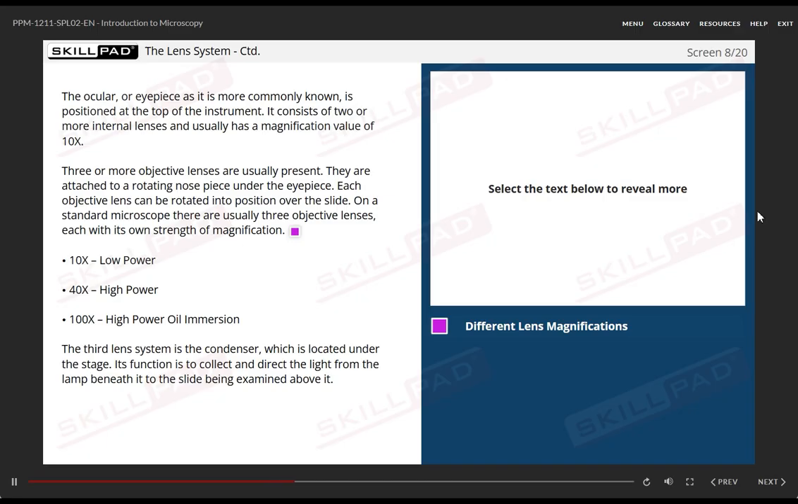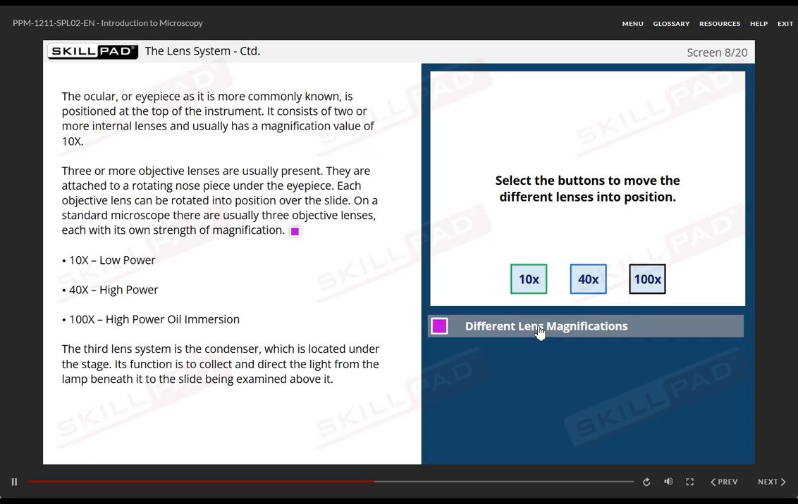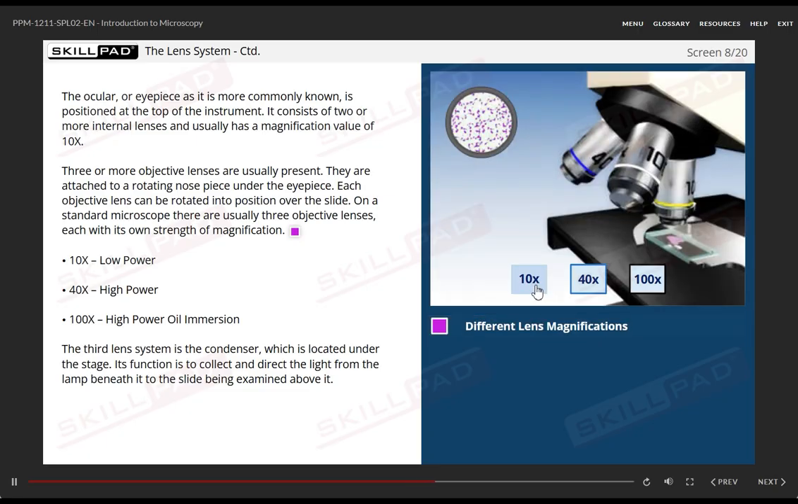Each objective lens can be rotated into position over the slide. On a standard microscope, there are usually 3 objective lenses, each with its own strength of magnification. 10x, low power. 40x, high power. 100x, high power oil immersion.